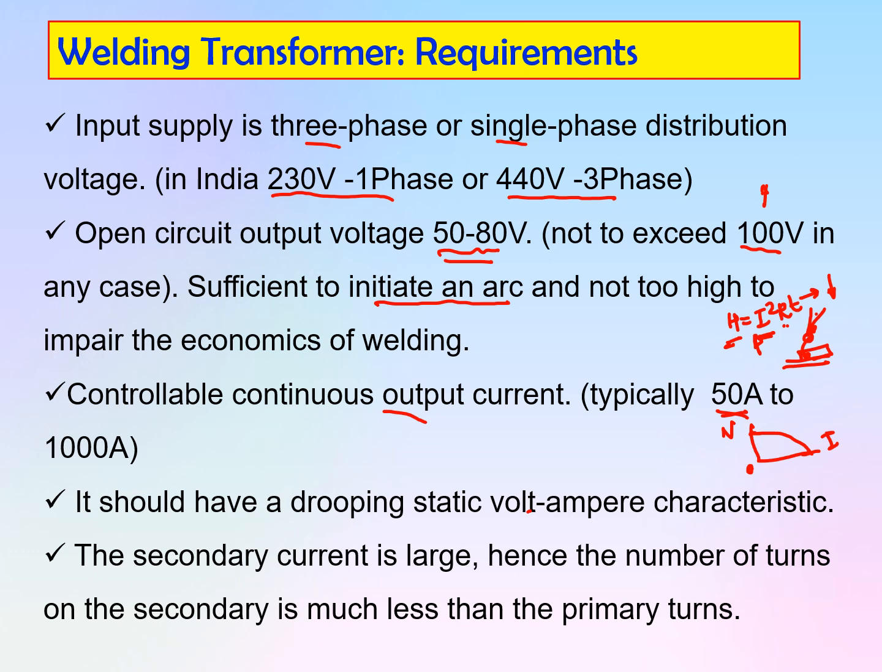So you will observe that the secondary current is large, hence the number of turns on the secondary must be less. By the ratio, we know that V1 by V2 is equal to N1 by N2 is equal to I2 by I1. As we require this I2 amount of current to be very high, we have to keep N2, the number of turns on the secondary side, less. So these are the requirements of welding transformer. From this we will form the construction of welding transformer.